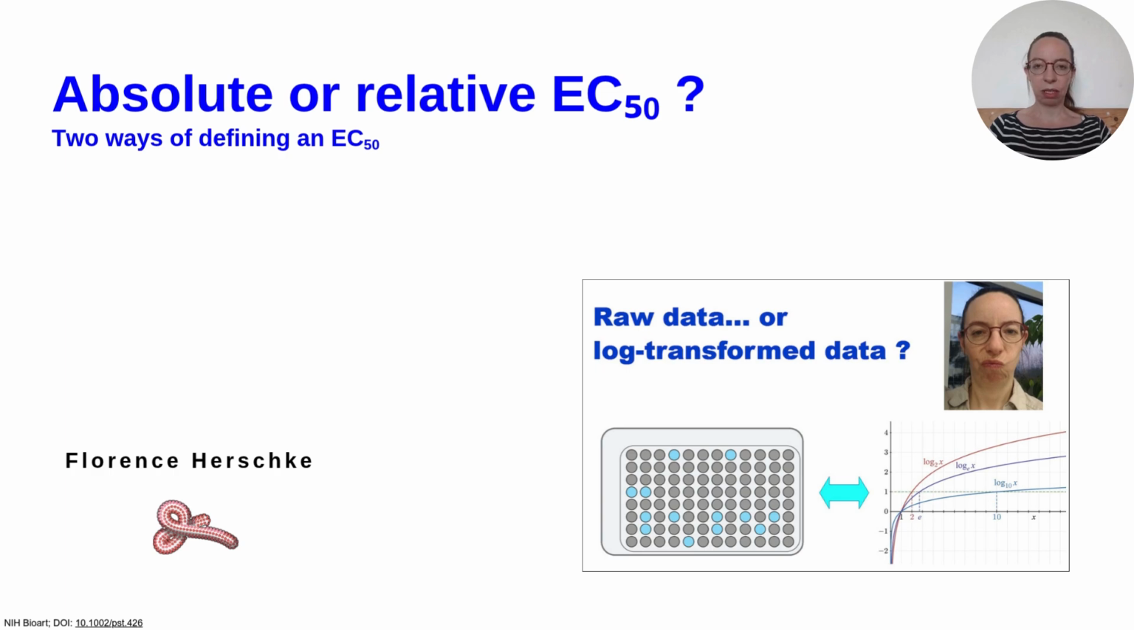This video follows another one I've made recently on whether to use raw data or log transform data to calculate EC50s, either absolute or relative. I will put the link to that video either here or below in the comments bar.